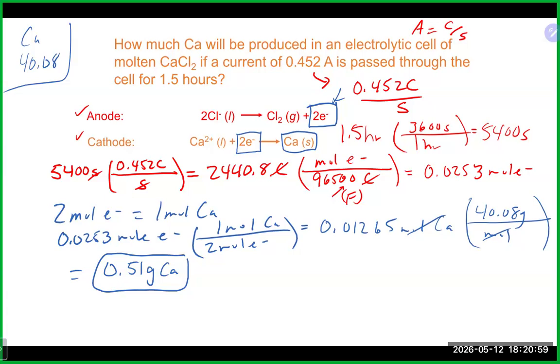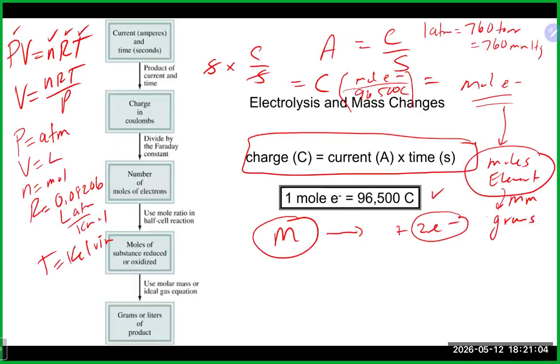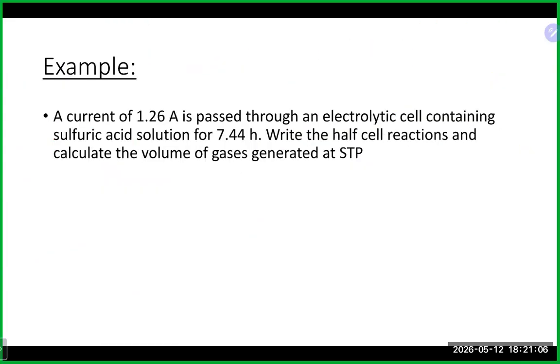All right, so I tried one. Why don't you try one here? Why don't we go back and take a look at the one we skipped? We are going to run a current of 1.26 amps through an electrolysis cell that contains sulfuric acid. We're going to run it for 7.44 hours. We want to know the volume of each gas that is generated at STP.